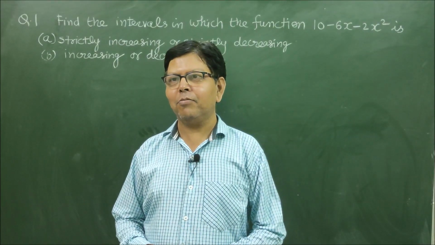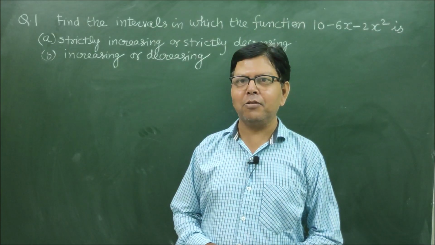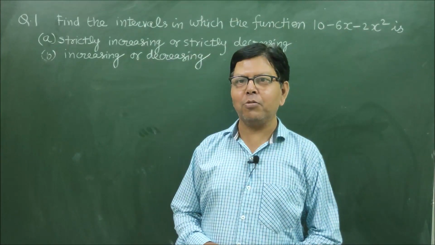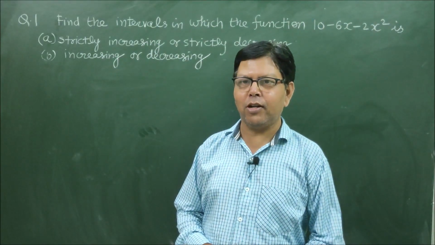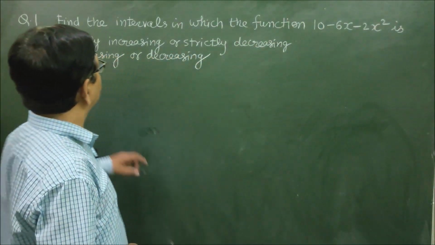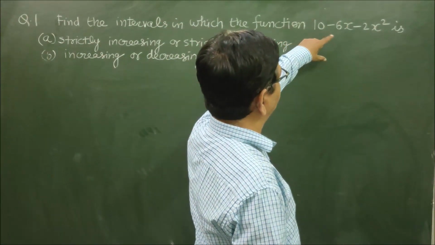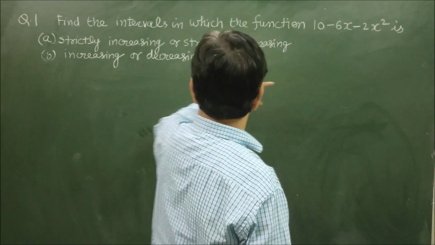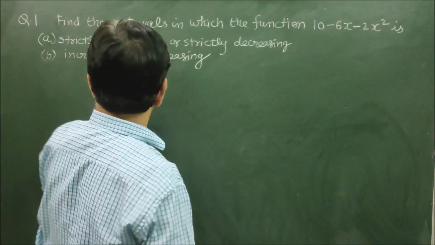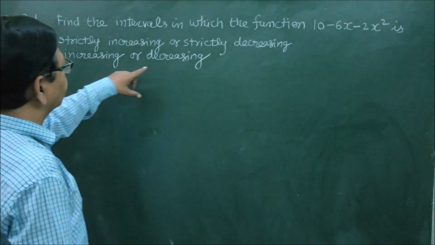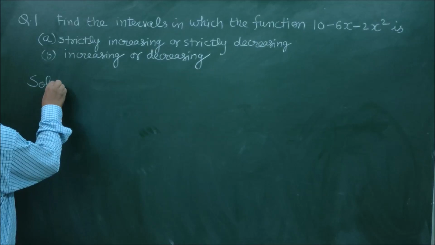और आज हम आपको डिस्कस करेंगे इंक्रीजिंग और डिक्रीजिंग फंक्शन के कुछ इम्पोर्टेंट क्वेश्चंस। सो लेट अस स्टार्ट विद क्वेश्चन नंबर 1। Find the intervals in which the function tan⁻¹x - 6x - 2x² is strictly increasing or strictly decreasing. B part: increasing or decreasing. So let us start the solution.